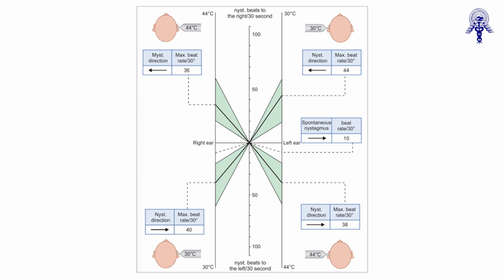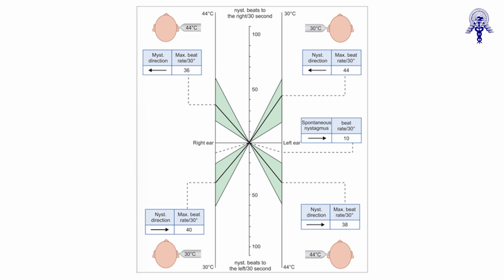Left half of the diagram is for the right ear, right half of the diagram is for the left ear, upper half is for the right beating nystagmus, lower half for the left beating nystagmus, and it goes in an anti-clockwise fashion.